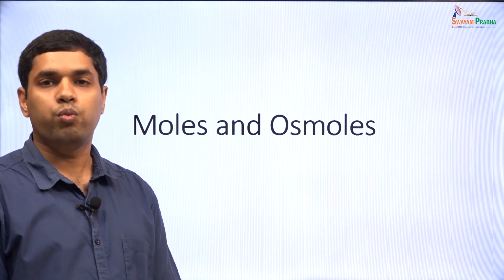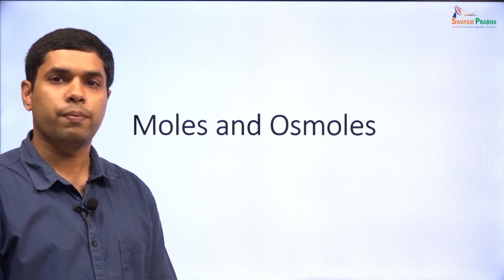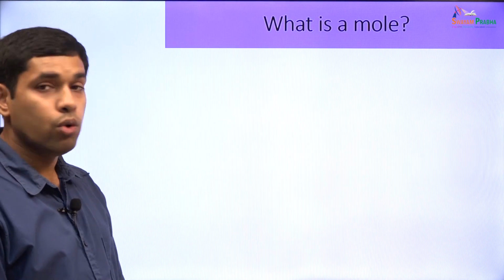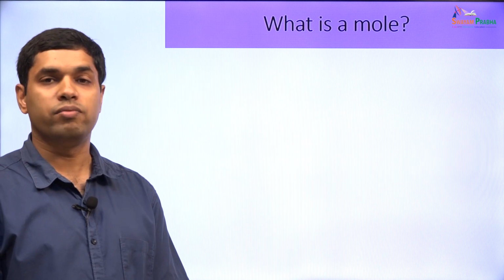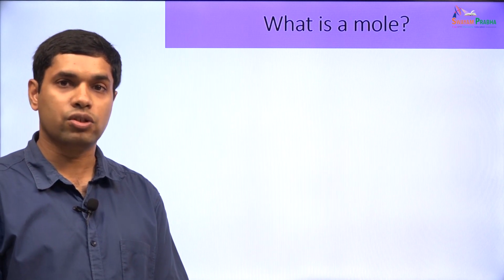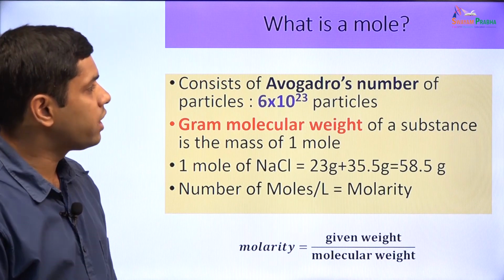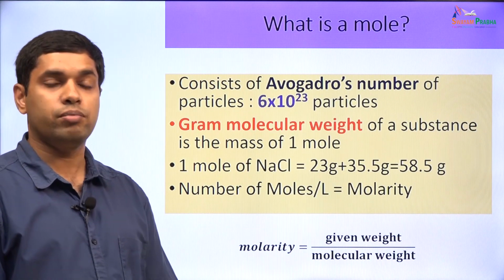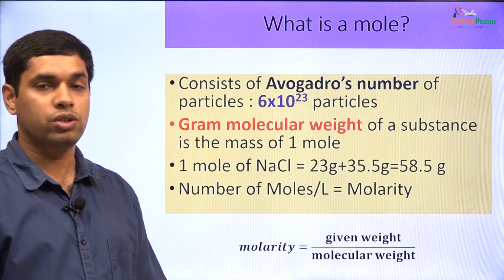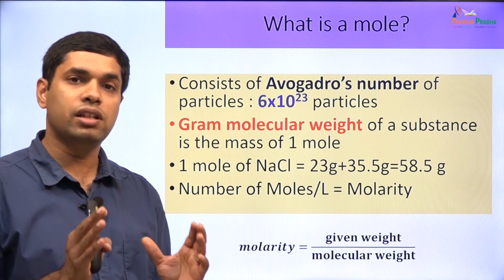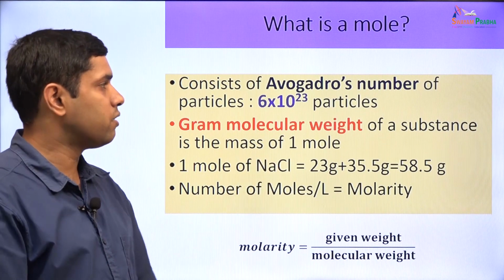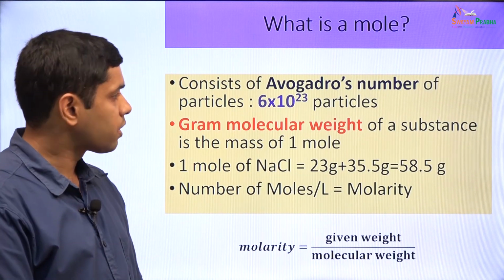Now let's start off with the basic definitions. What is a mole? What is a mole of a substance? As you must have already studied in high school, a mole contains Avogadro's number of particles, which is 6.023 into 10 to the power 23. So, a mole of a substance has a particular number of particles, and that is Avogadro's number of particles.